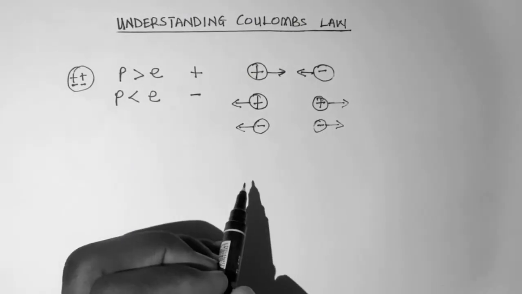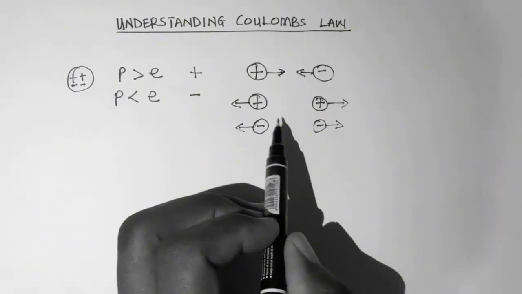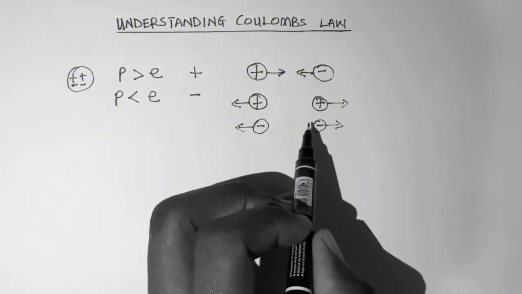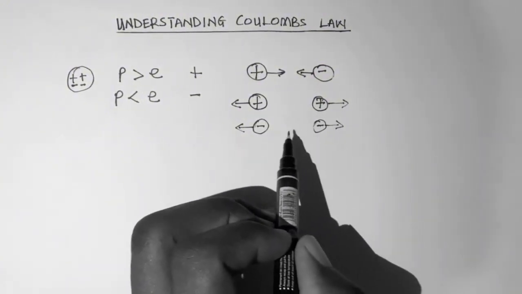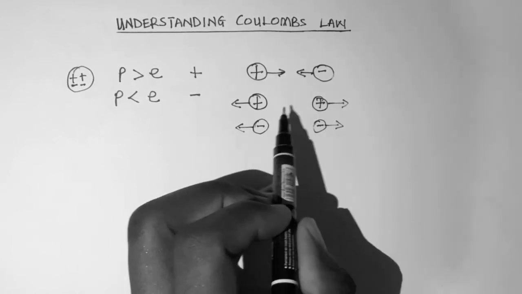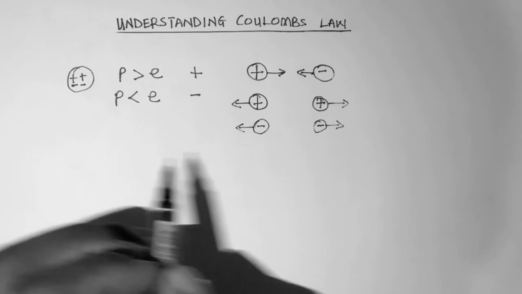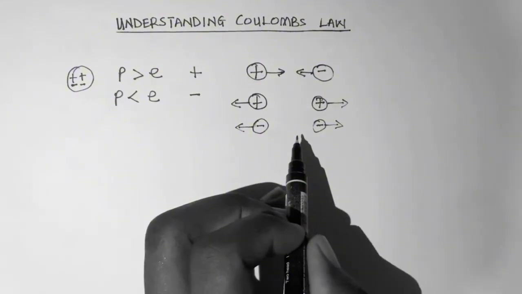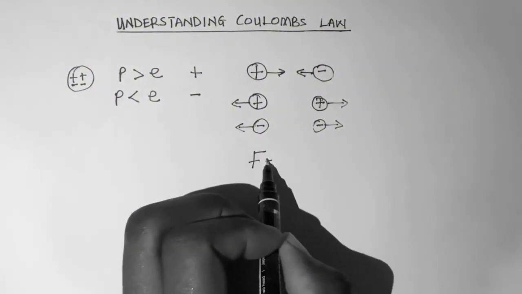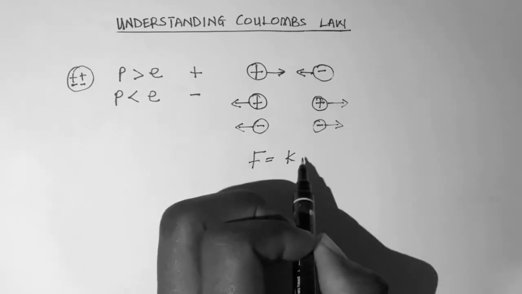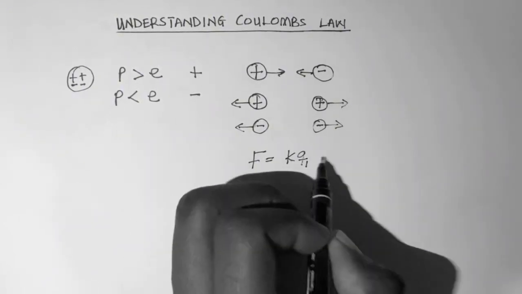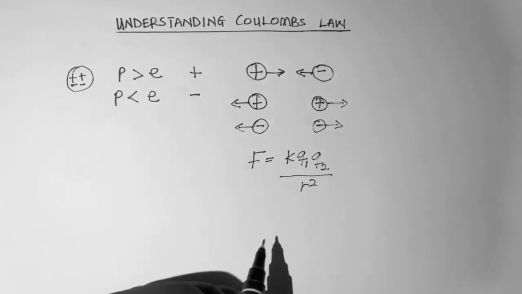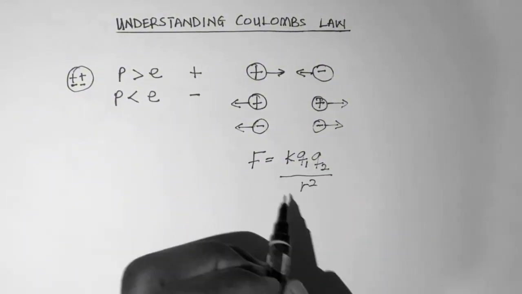Now, until Coulomb, it was difficult to determine the magnitude of the force that these two charges exert on each other. So Coulomb came up with a law, which is known as Coulomb's law, where he said that the magnitude of the force of attraction or repulsion between any two point charges is given as F equals k, where k is a constant, times the first charge times the second charge, divided by the square of the distance between them. So Coulomb's law is an inverse square law.